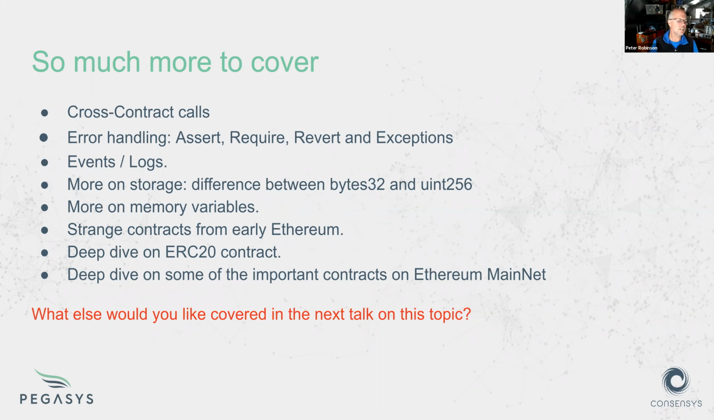It might be interesting to look at a real contract that people use a lot, like ERC20, or maybe some of the other important contracts. And we've already added another bullet point to the list: try and write a contract that has a storage collision or a storage overwrite.